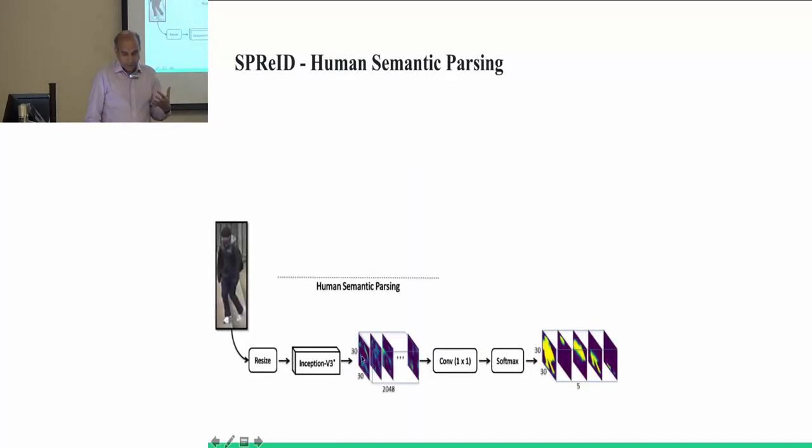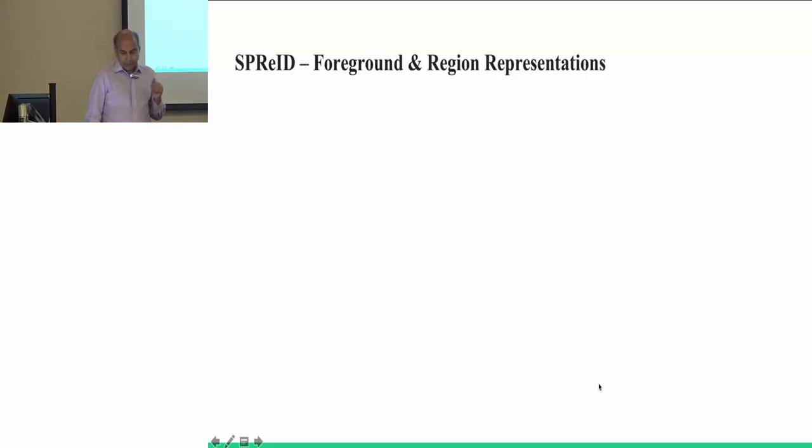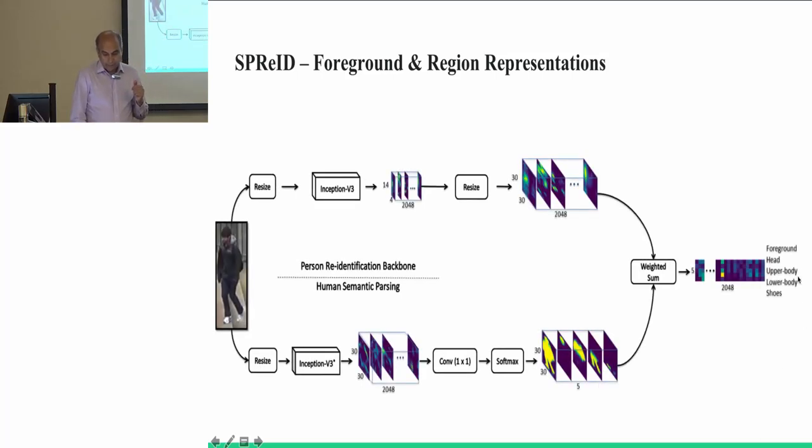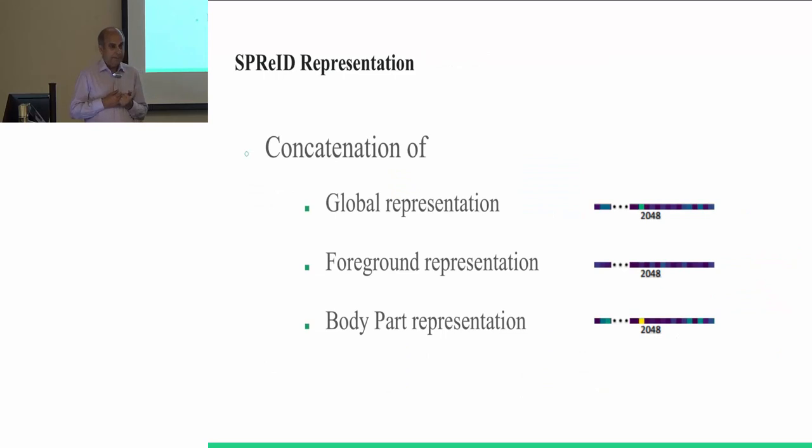That is one. The second thing is that we take the image and do semantic segmentation, and we'll have 5 different semantic classes: foreground, head, lower body, upper body, and shoes. We then group them. One will be foreground, and the other will be the remaining 4 body parts. So now we'll have these 3 representations: the global representation from global pooling, the foreground representation, and the body part representation. We'll concatenate these 3 vectors together and then use them. It gives very good results.